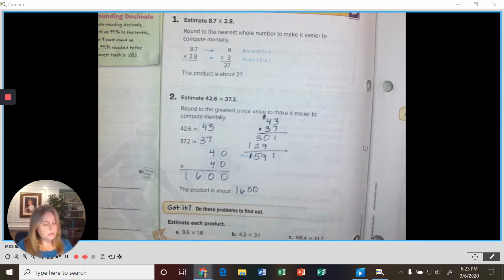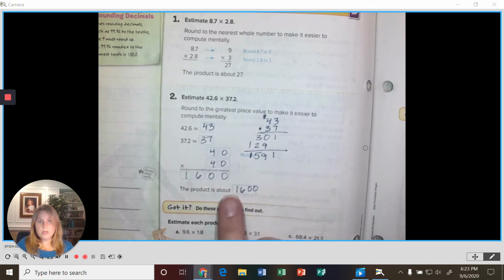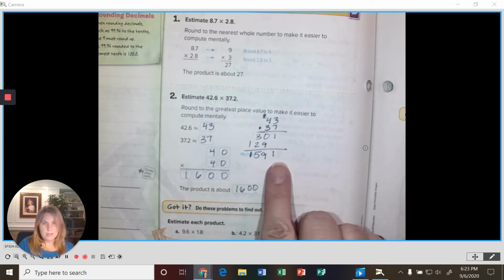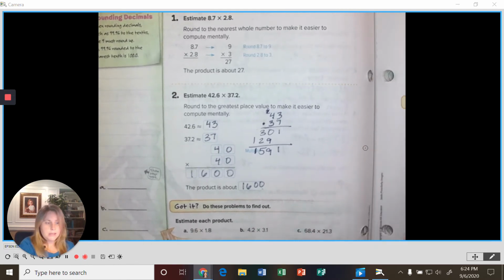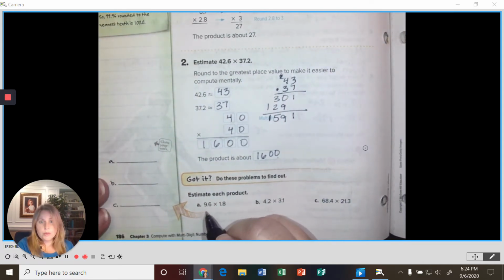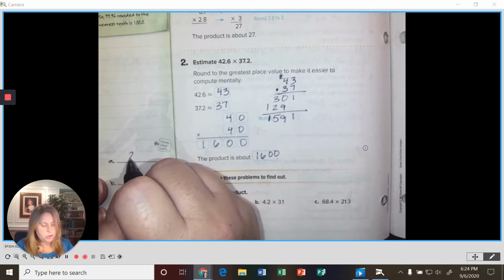Okay, so the product is about 1,600. I would accept this also, but they were looking for an even more rounded number here, which is why I just realized they did not give us the room for the standard algorithm. Number, example A, B, and C, some additional practice. 9.6, we're going to round that to 10 times 1.8, we're going to round that to 2. 10 times 2 is 20, so approximately 20.